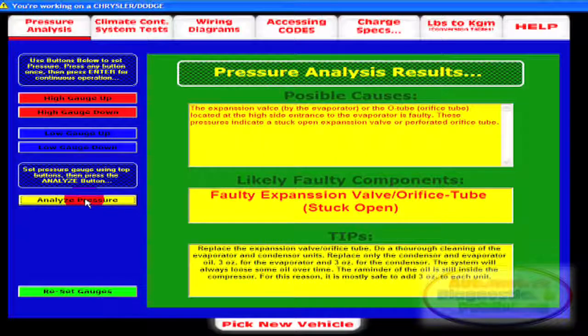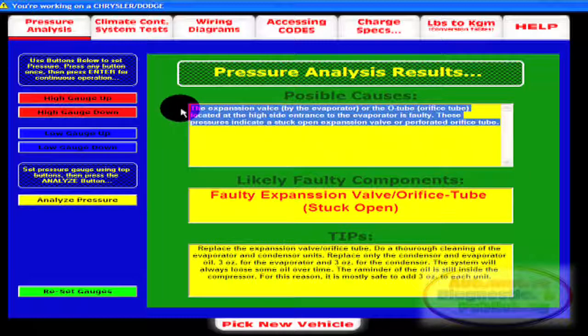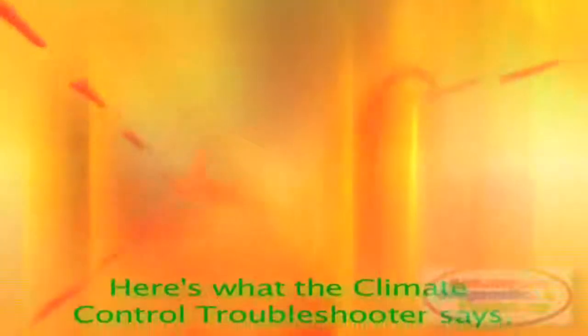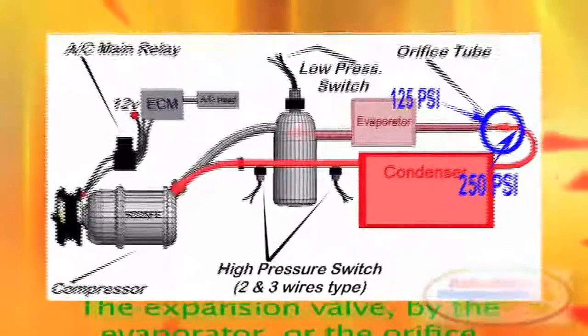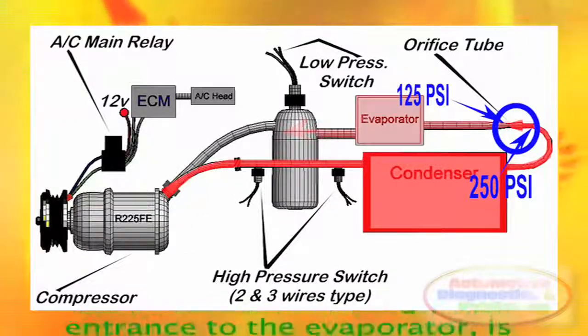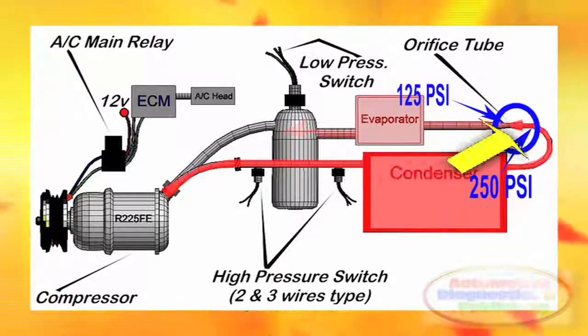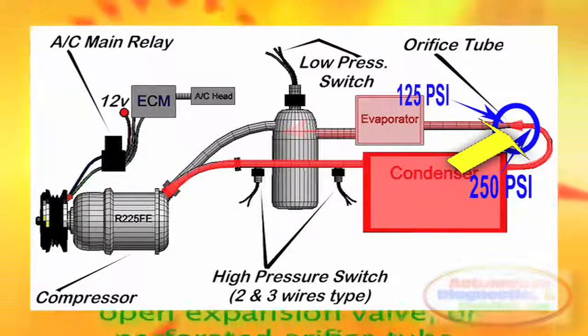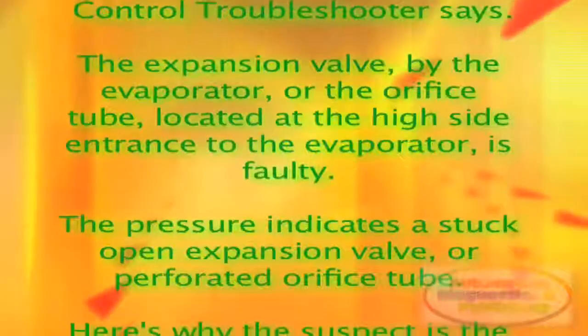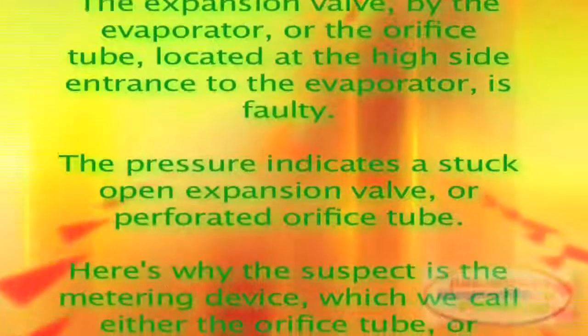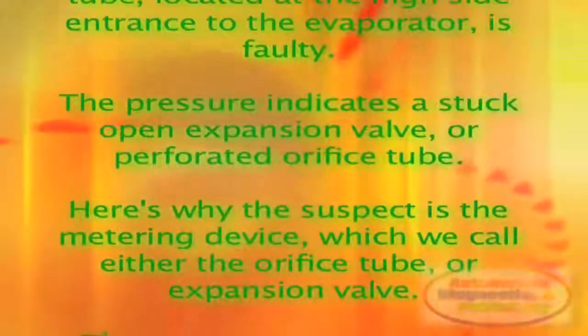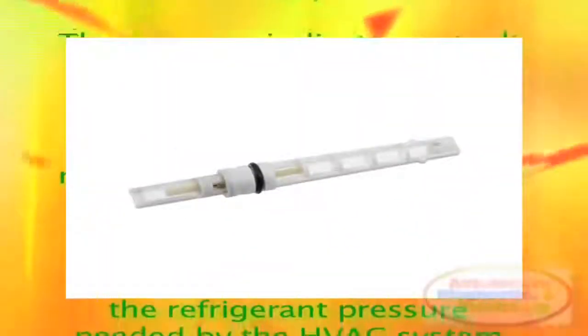Then we hit Analyze. Here's what the climate control troubleshooter says. The expansion valve, by the evaporator, or the orifice tube, located at the high side entrance to the evaporator, is faulty. The pressure indicates a stuck open expansion valve, or perforated orifice tube. Here's why the suspect is the metering device, which we call either the orifice tube or expansion valve.